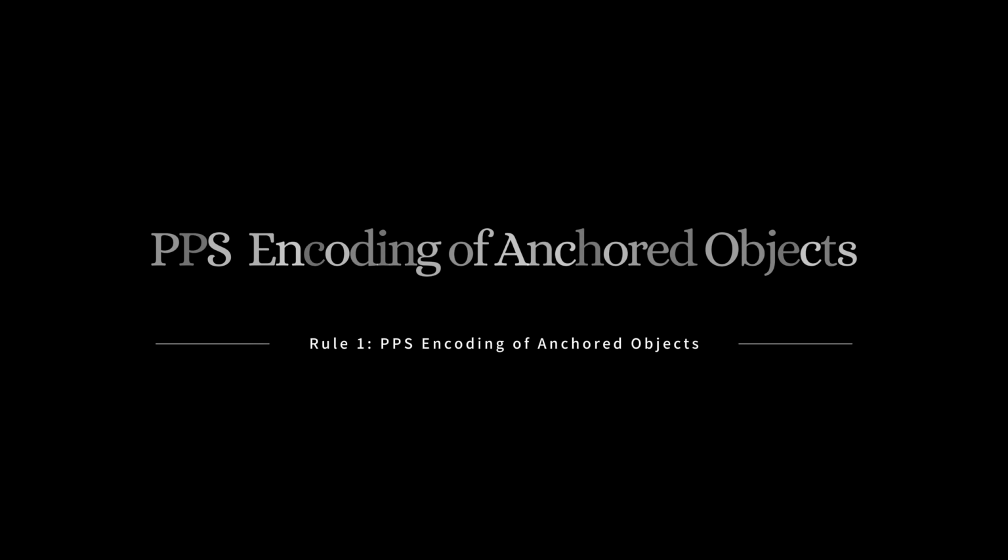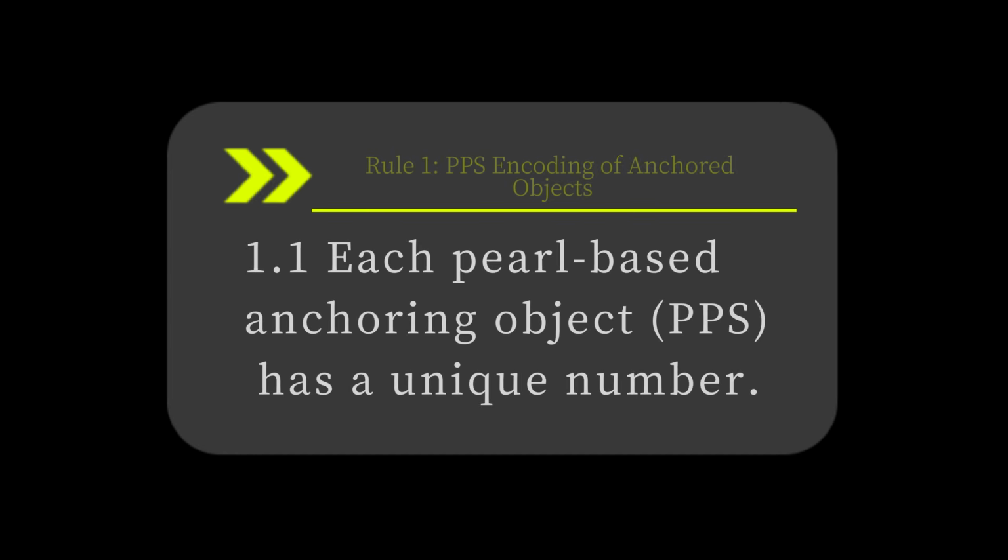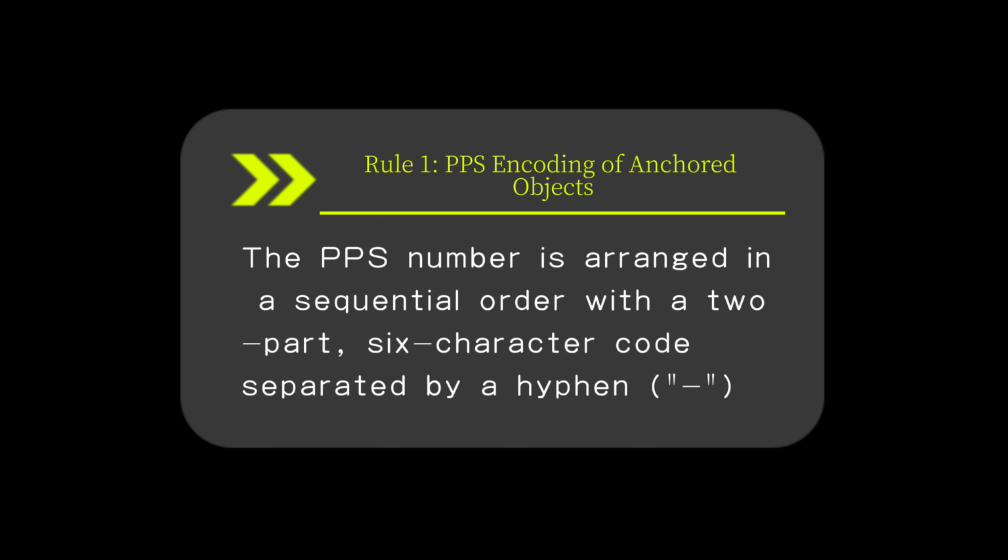Rules of the Perl-based Issuance platform. Rule 1. PPS encoding of anchored objects. 1.1 Each Perl-based anchoring object, PPS, has a unique number. 1.2 The PPS number is arranged in a sequential order with a two-part, 6-character code separated by a hyphen, dash.